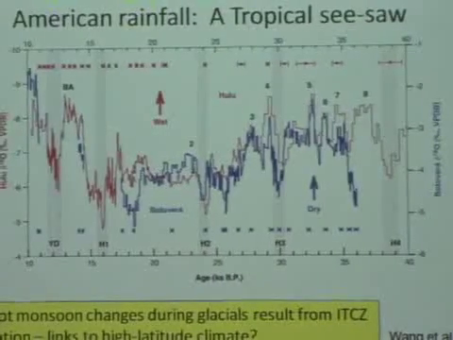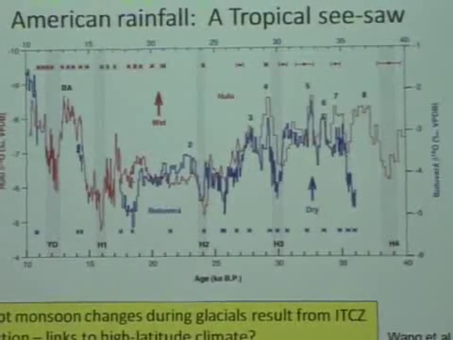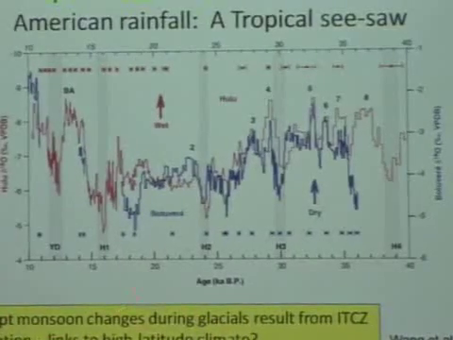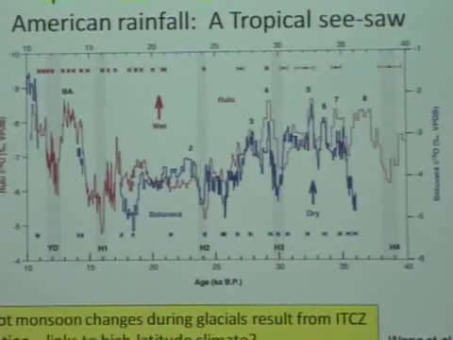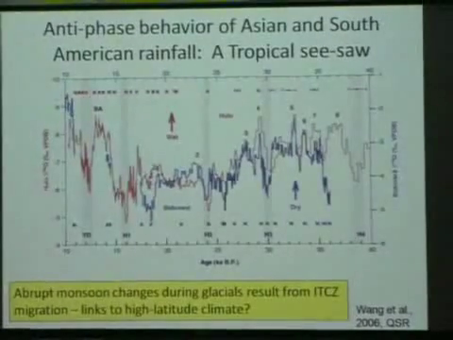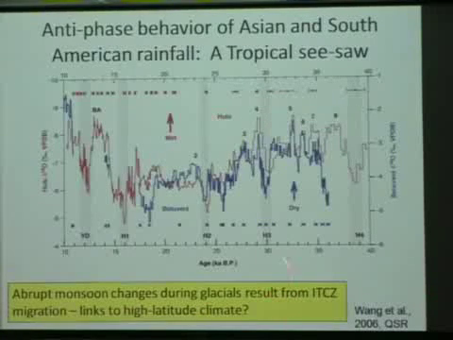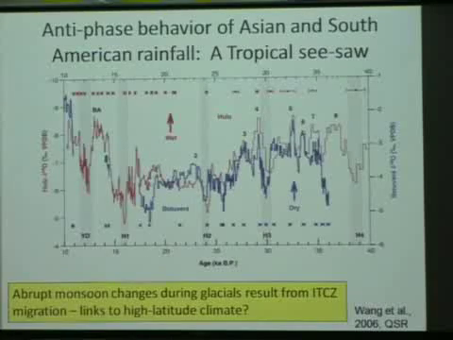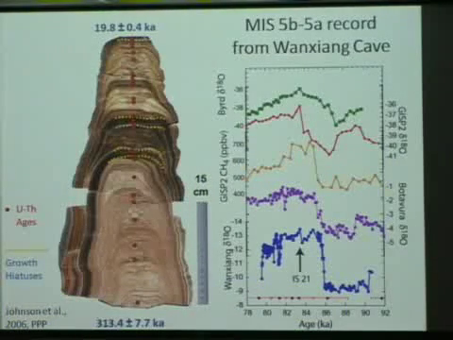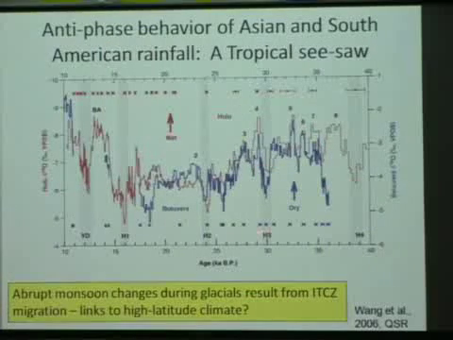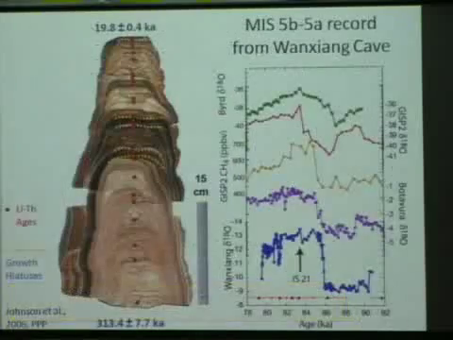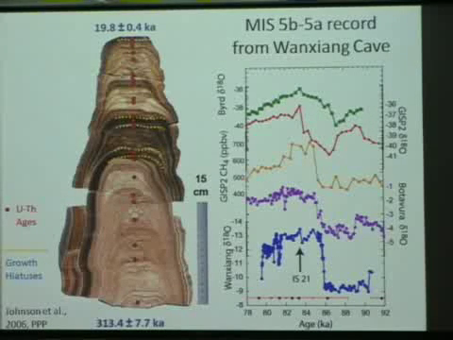So this suggests that perhaps what's being recorded by these abrupt events is actually changes in the position of the intertropical convergence zone, which is this band of heavy rainfall around the equator. And there's modeling studies which suggest that this anti-phase behavior could be directly linked to changes in ocean circulation and in the amount of sea ice and northern hemisphere ice cover. So I'll come back to that in a second.